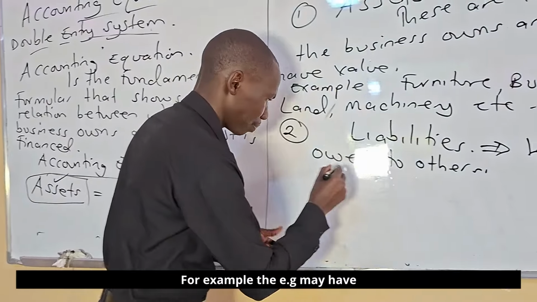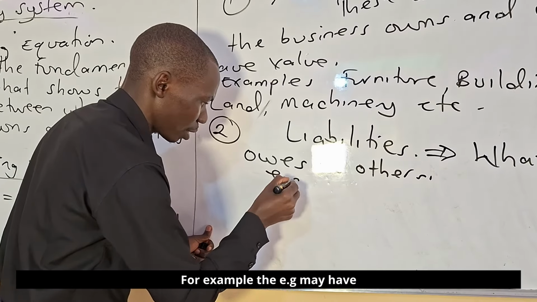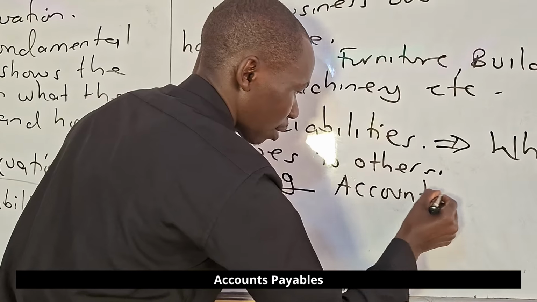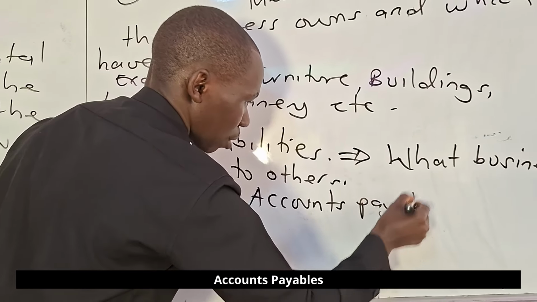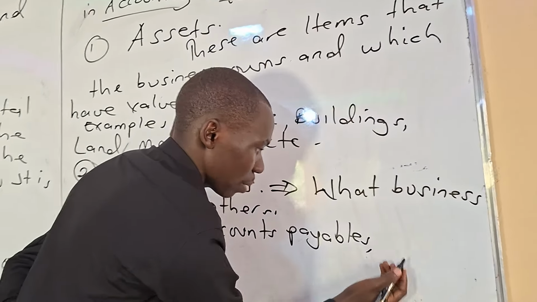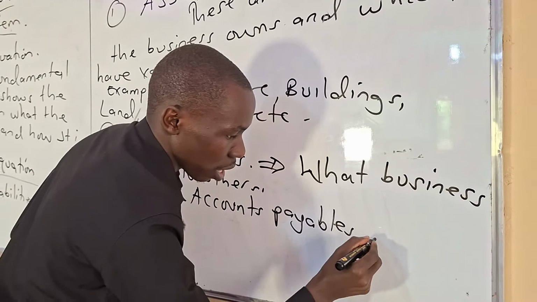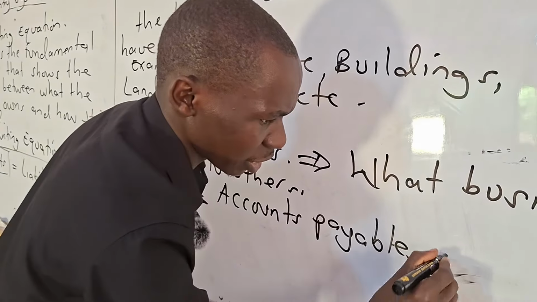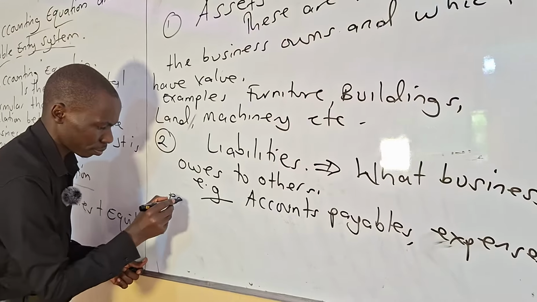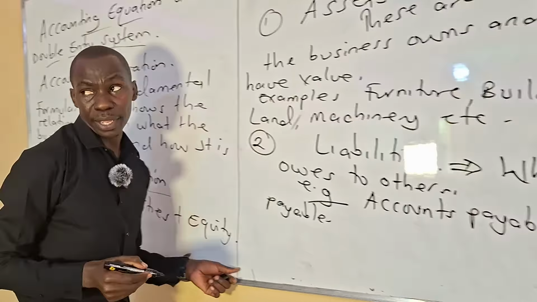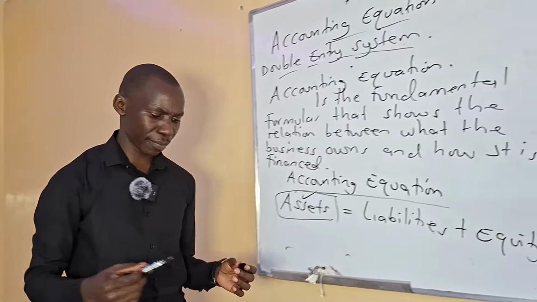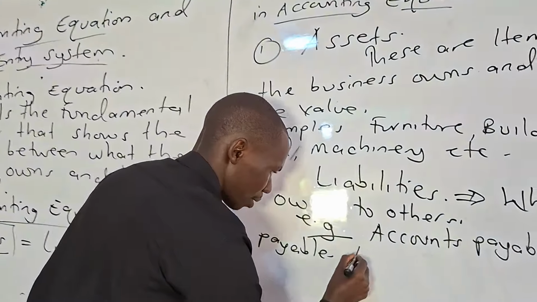For example, here, again, you may have accounts payable. We may have wages or expenses, let me say expenses payable, and we may have things like loans, maybe from the bank.